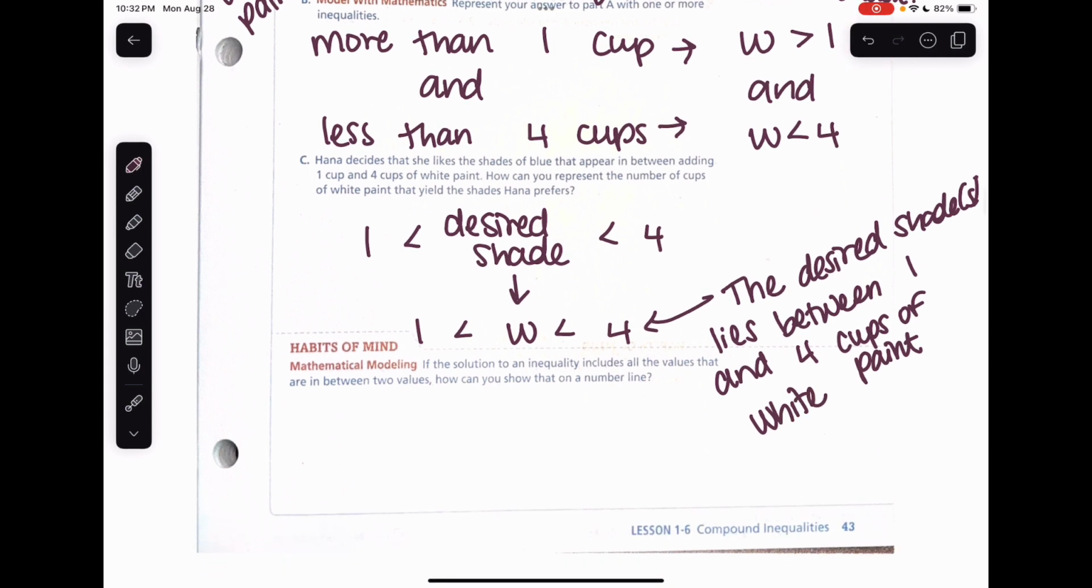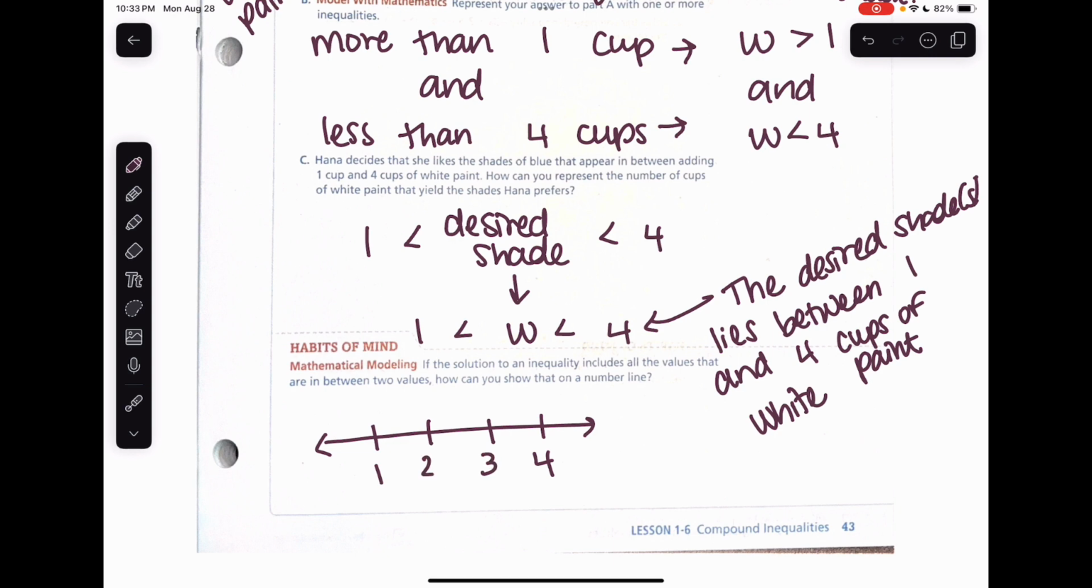All right, and then habits of the mind. If the solution to an inequality includes all of the values that are in between two values, how can you show that on a number line? So they're just asking us how to graph it, right? So if we're saying that the desired shades lie between 1 and 4, let's just go ahead and graph that on a number line. We're going to have our two outside values, 1 and 4, and we know we've got 2 and 3 in there, right?